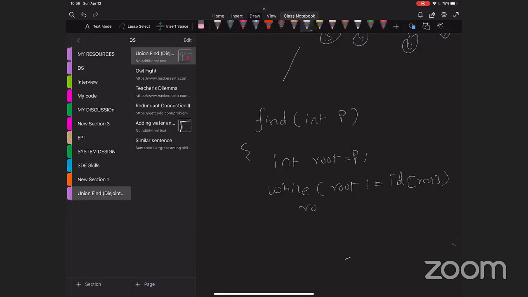Then what I'm going to do is that root equal to ID of root. That is what we are doing. And basically we are just returning root. Before returning, I'm going to flatten my tree. So I'm going to traverse one more time whatever I have done till now. That's why I take root differently, because I still want to see from where the request came.